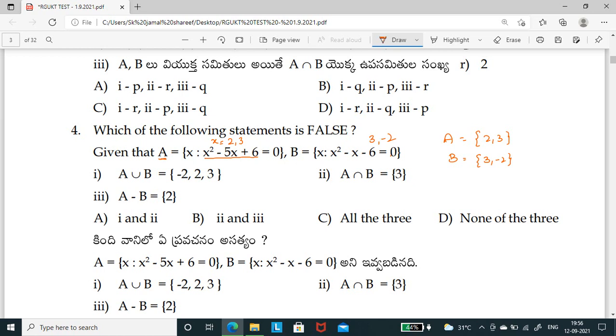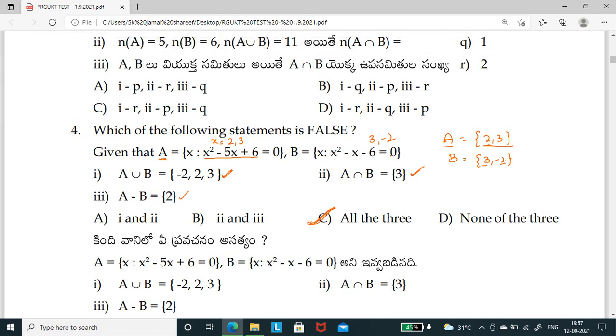Now A union B is nothing but 2, minus 2, 3. So only 3 will be taken only once. Next, A intersection B is equal to 3. So it is also true. A minus B is equal to set of 2, which means whatever elements remain in set A. So 3 gets cancelled, hence it is true. Hence all the three options are correct.